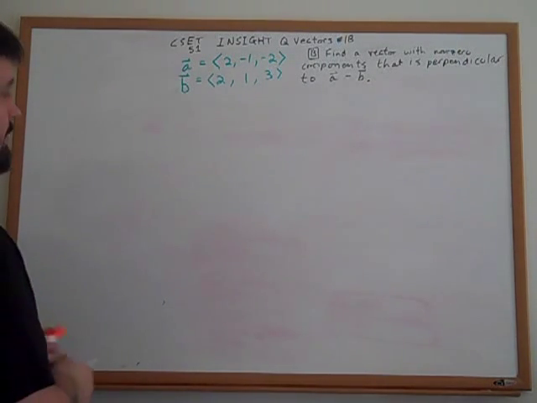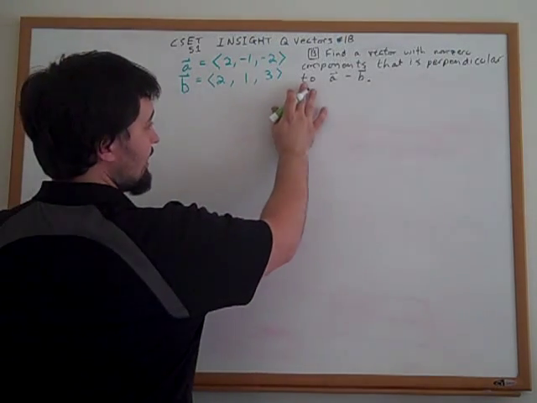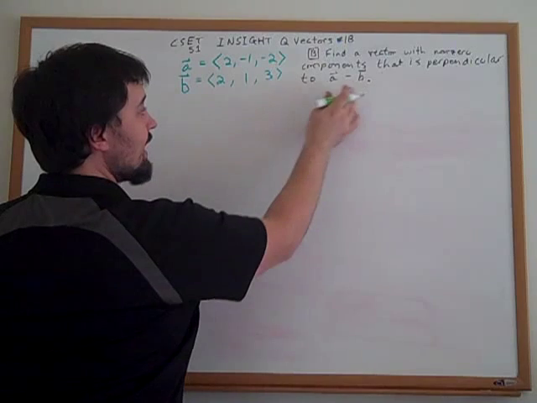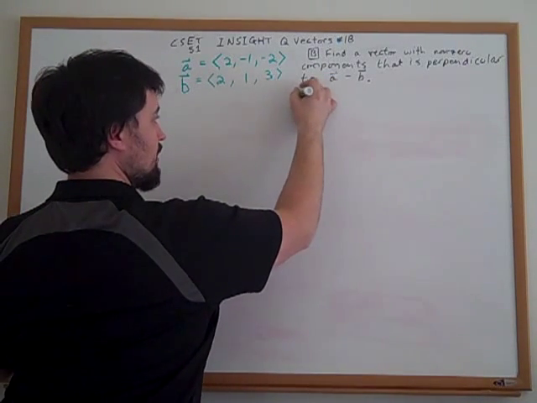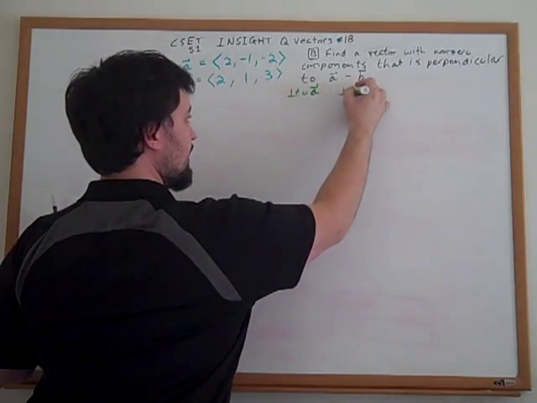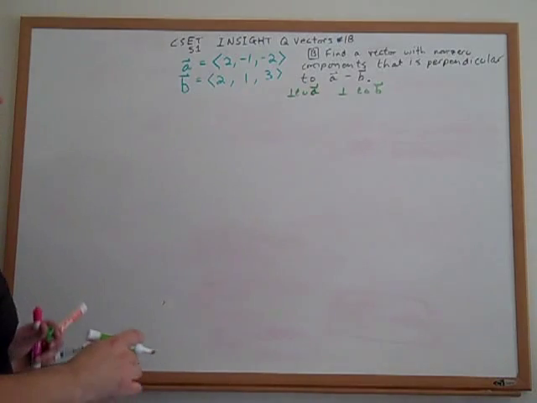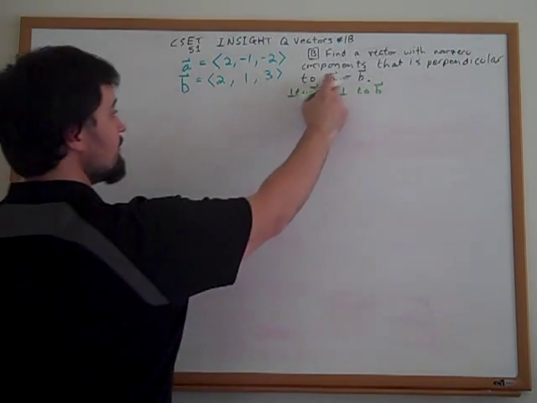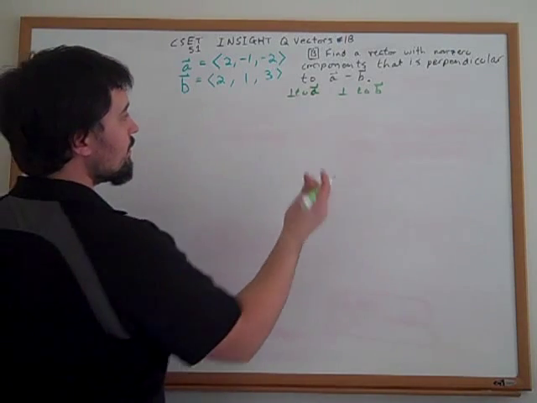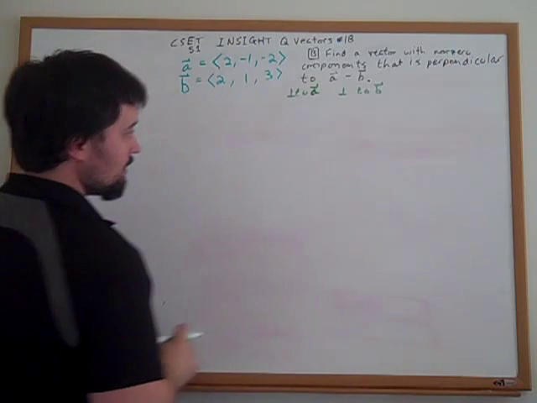I want to point out that this part really is irrelevant. If we're finding a component that is perpendicular to A minus B, as long as it's perpendicular to A and it's perpendicular to B, it's going to be perpendicular to any linear combination of A and B. By that I mean 2A minus 3B, 5A plus 7B.